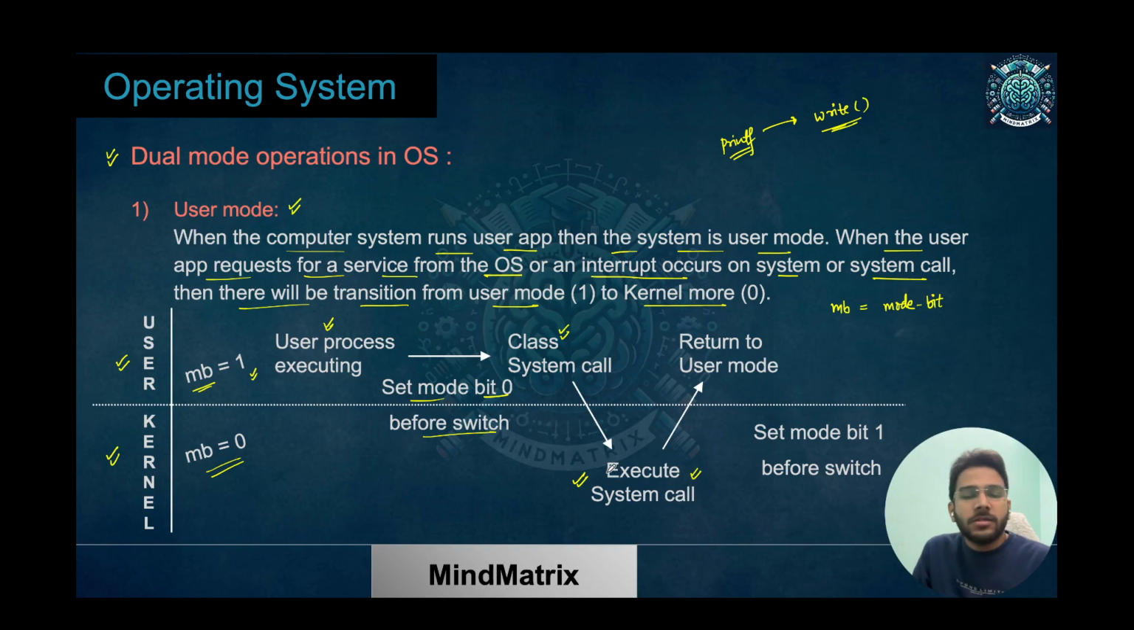In this case we have considered the example of a system call. It may be some other service from the operating system or an interrupt. It can be any case, right? Here we are considering the system call execution. Now the system call execution will be done, and then the system is going to set the mode bit to 1 before switching back to the user mode. So now it is the return to the user mode. In this way your transition happens from user to kernel mode and vice versa.